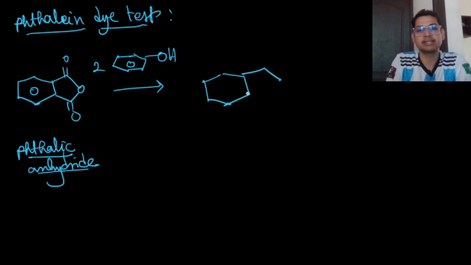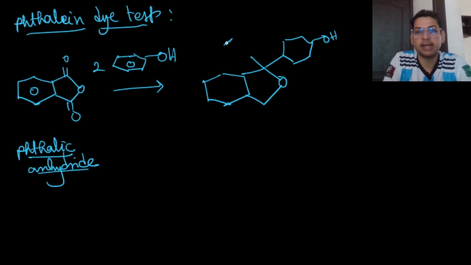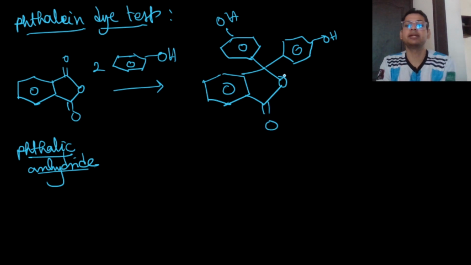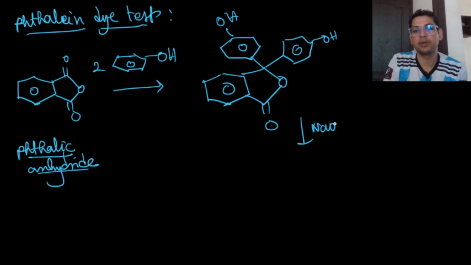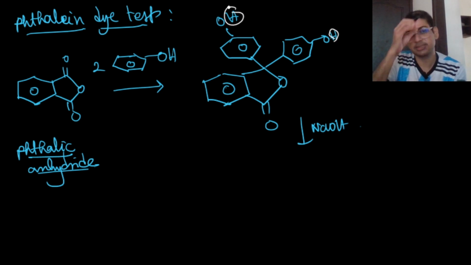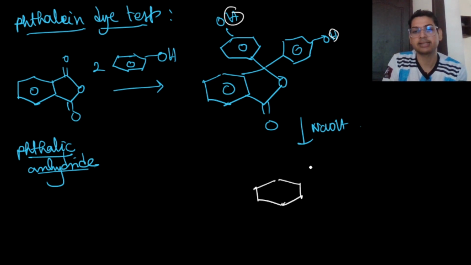I am not doing the mechanism right now because then it will be a very long lecture. Nothing, just from the para position of the phenol group you have to attack and you will get this molecule. There is nothing more important here. If you give NaOH here, what will happen? NaOH will take this OH and this H because they are acidic, so you will get this kind of thing.